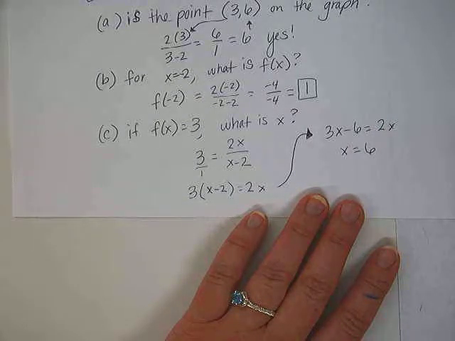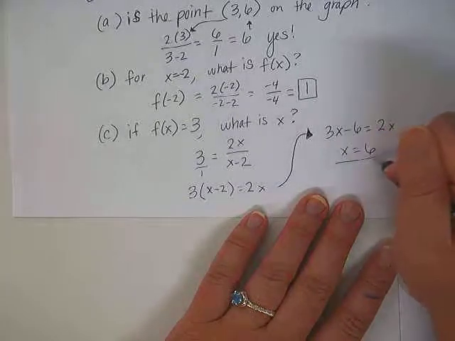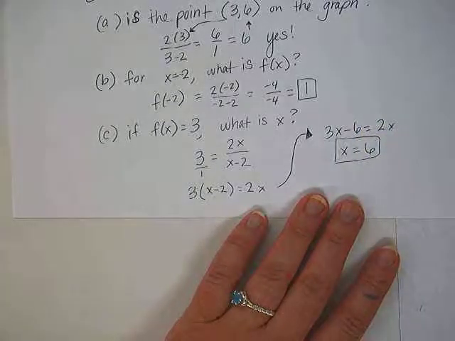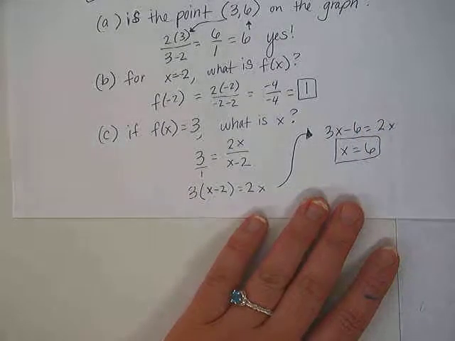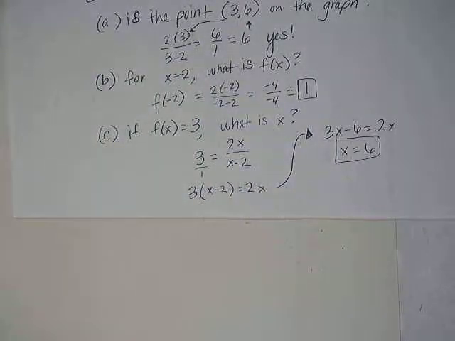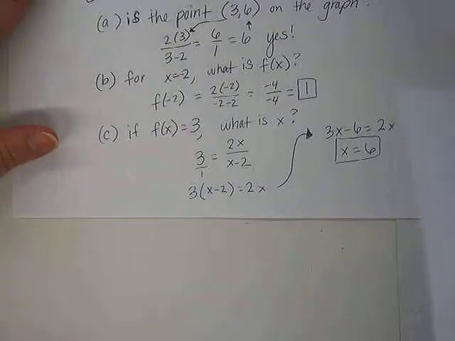Okay, so 3x minus 6 equals 2x. So it looks to me like x equals 6. Does that sound right?